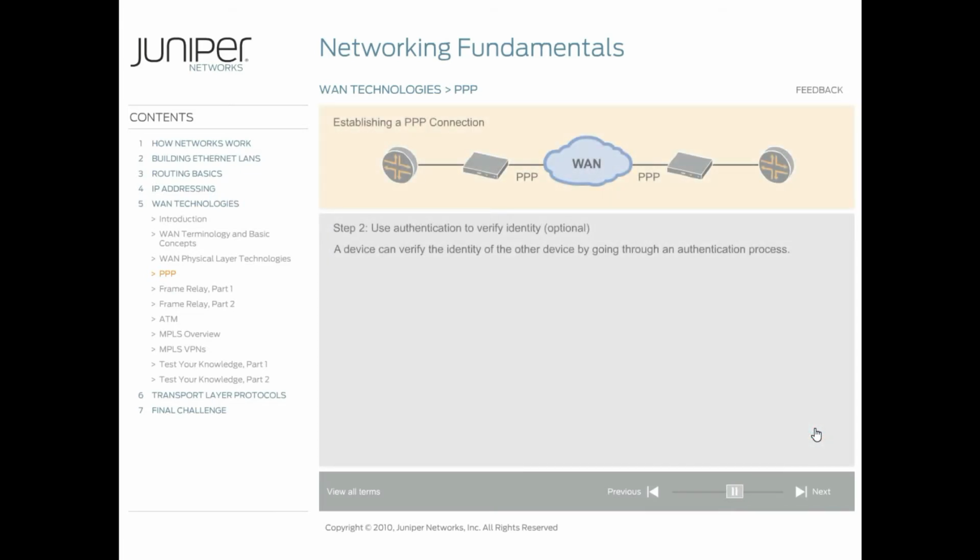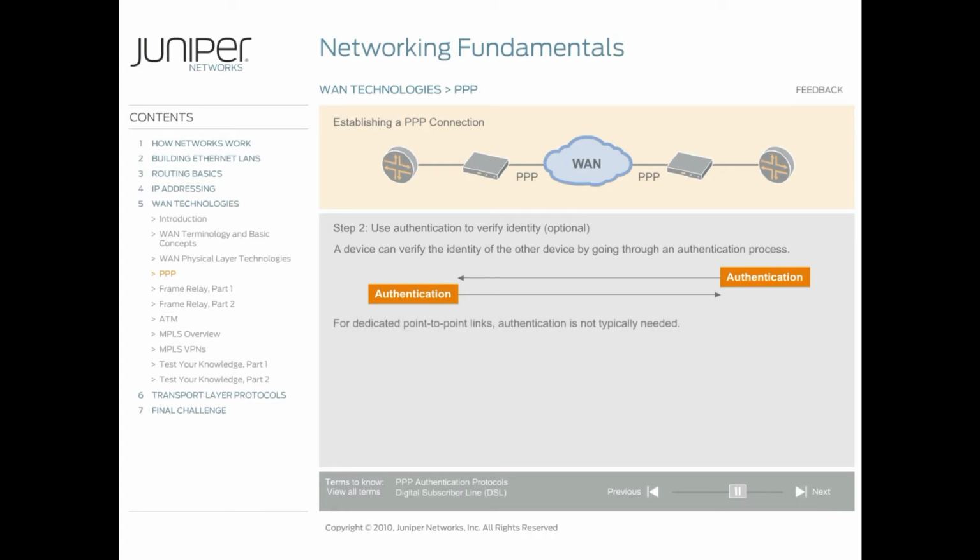During the second step, a device can verify the identity of the other device by going through an authentication process. This step is optional. PPP was designed to work over a variety of links, such as dedicated point-to-point links, dial-up connections, and digital subscriber line, or DSL, connections. For dedicated point-to-point links, authentication is not typically needed. On dial-up or DSL connections, an internet service provider might want to verify the identity of the user, also known as the caller, trying to establish a connection.